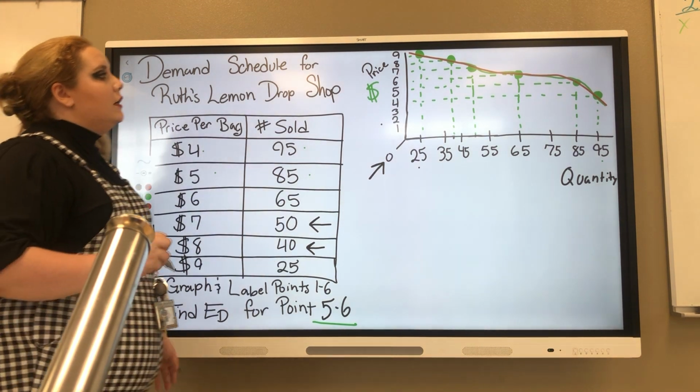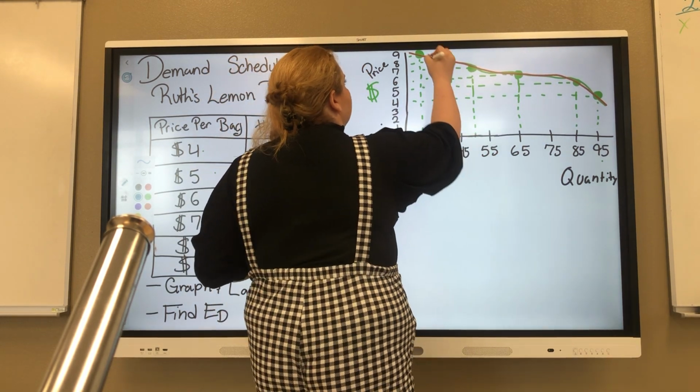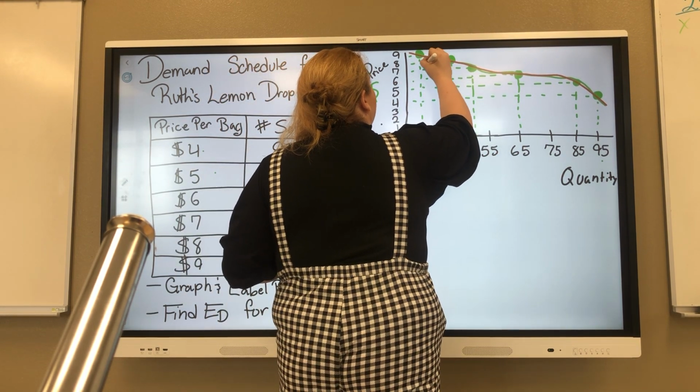So from here, you're gonna label your points. We read left to right. So you're gonna label them left to right. So right here is point 1.